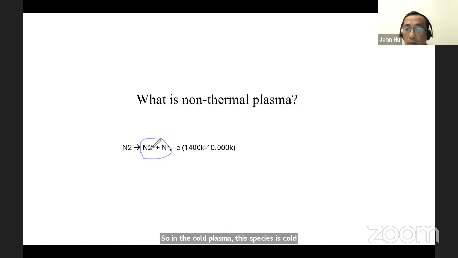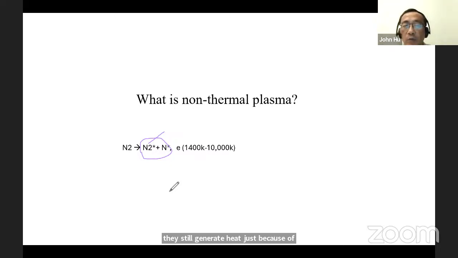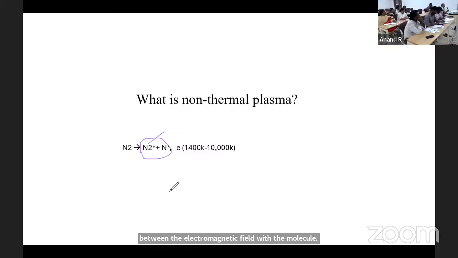In microwave, this is not cold. Actually, this temperature can go very high. It will not be 1400 K, but it's going to be hot enough. That's why they classify microwave plasma as low temperature plasma. It's not non-thermal. They still generate heat just because of the interaction between the electromagnetic field and the molecule. You follow me? Yeah.